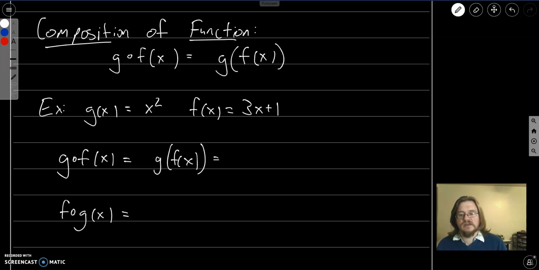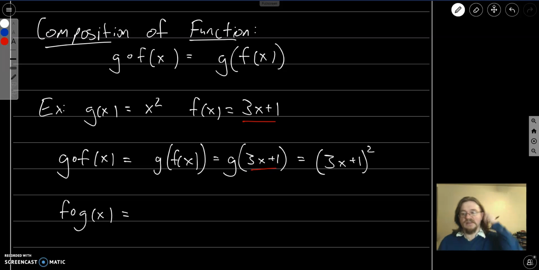So for g here, I'm going to take whatever f of x is, and plug it in. This was f of x up here, so I'm plugging that in. And then g is just going to be whatever I plug in squared. So this is going to be 3x plus 1 quantity squared. And that is the composition here. But if I take f composed with g, here I'm going to plug x into g first, and then into f. Notice that the order f, g, x stays the same.